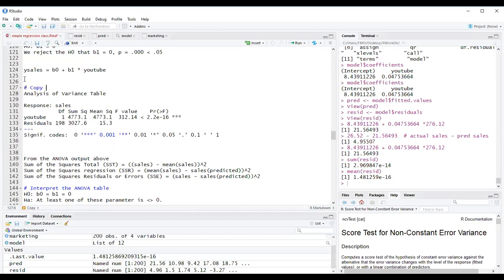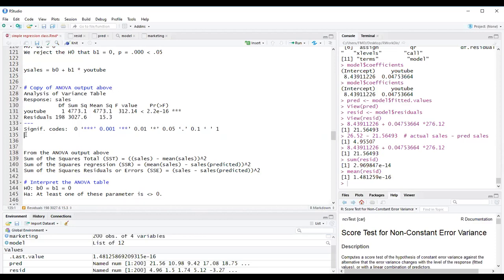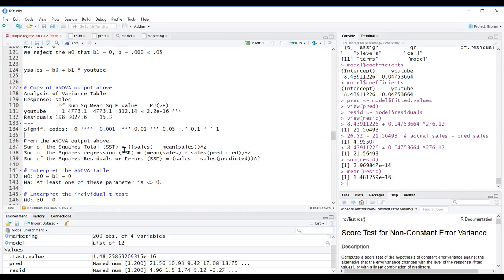So copy of ANOVA output above. Okay, so take a look at this, guys. Ito yung ANOVA output natin. Now, there are some numbers here that we need to understand. Okay, ito, degree of freedom. Saan nanggaling itong degree of freedom na to?